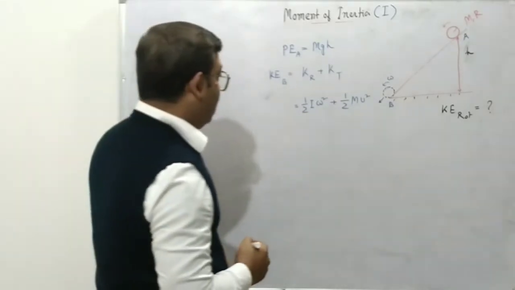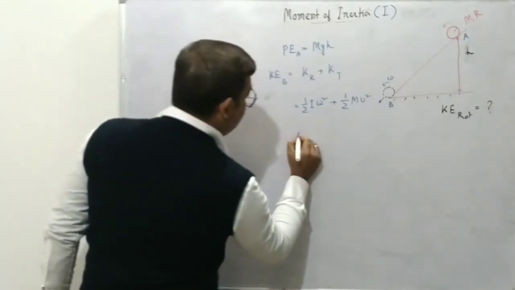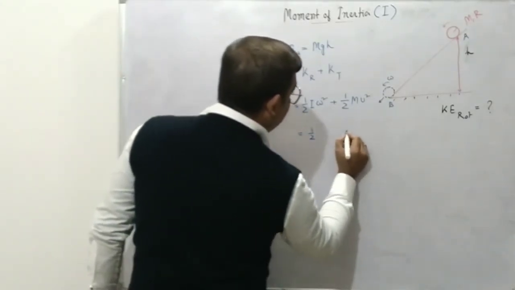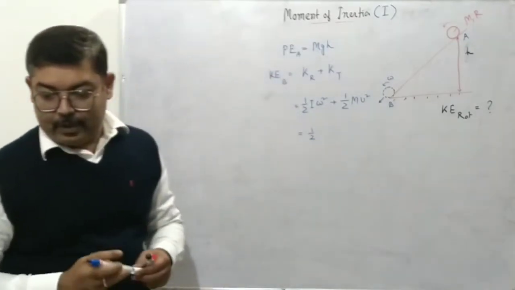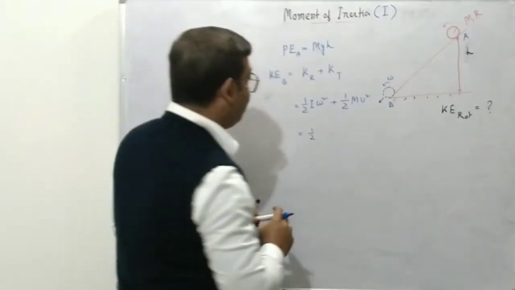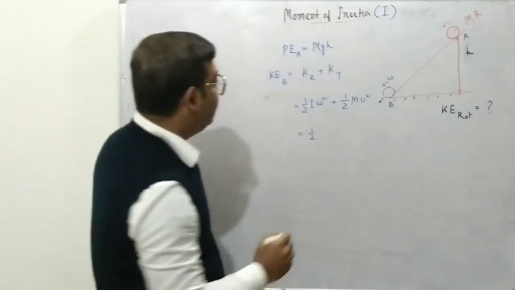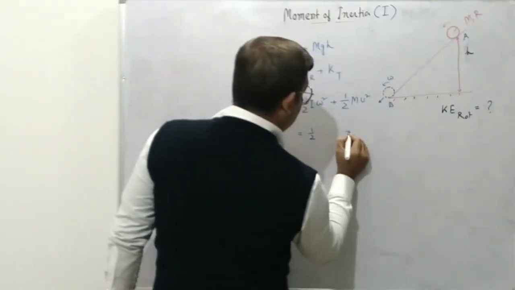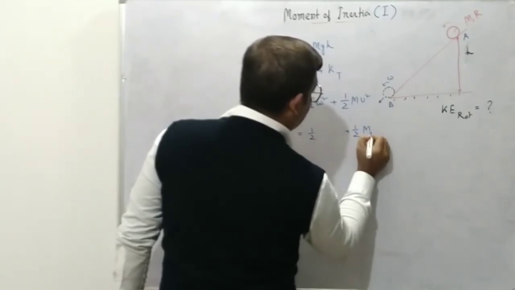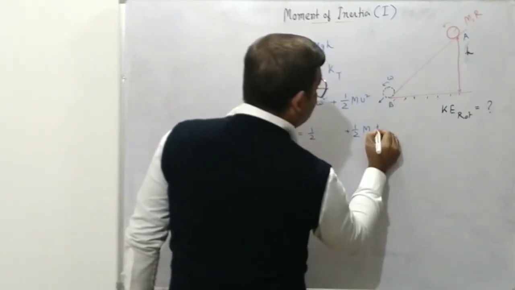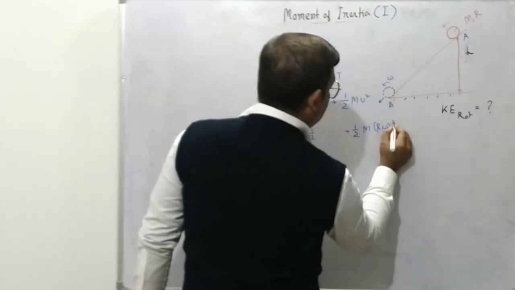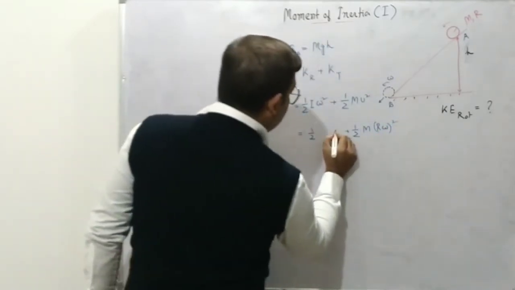So this will be equal to half, if we substitute for v, half m, v is equal to r omega, whole square, and this will be omega square.